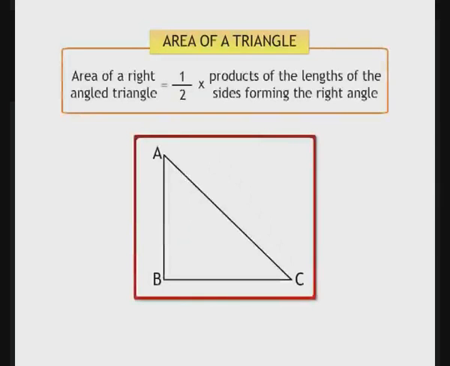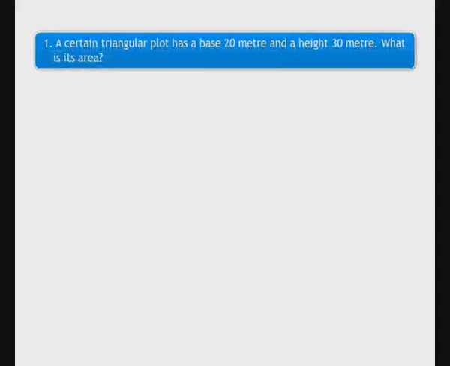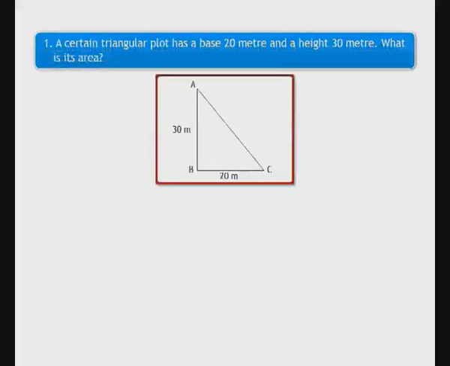2. We shall now find out the area of a triangle whose base is 18.2 centimeter and height is 7.5 centimeter. Given base is equal to 18.2 centimeter, height is equal to 7.5 centimeter. We have to find area. Area of a triangle is equal to 1 upon 2 into base into height.